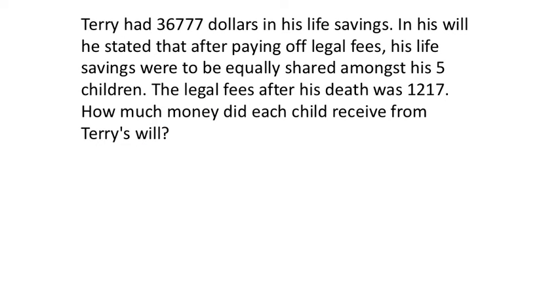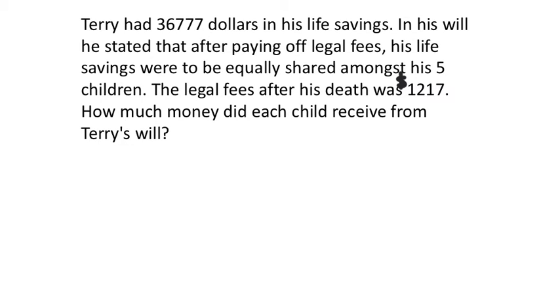Terry had $36,777 in his life savings. In his will, he stated that after paying off legal fees, his life savings were to be equally shared amongst his 5 children. The legal fees after his death was $1,217. That should be dollars right there. We'll put the label ourselves, but it should be in dollars there. How much money did each child receive from Terry's will?